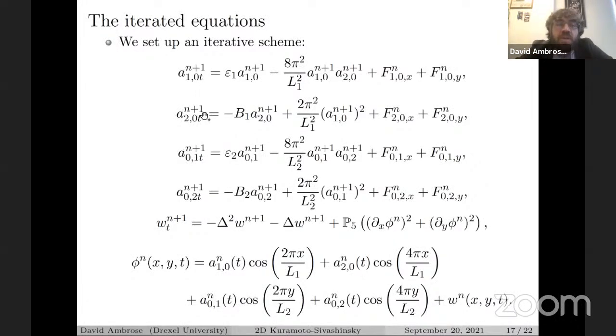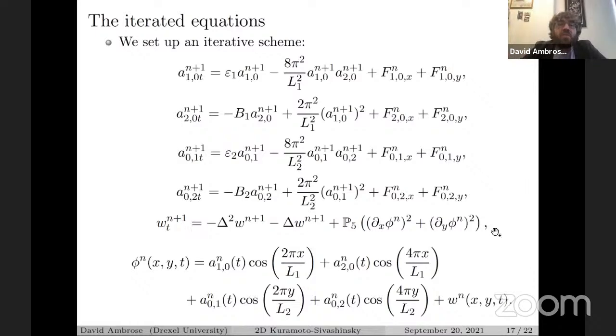I look at the evolution equations for the 5 components. I can write the evolution equation for A10. I get epsilon A10 minus A10 A20. That's the part that looks like the toy model. And then I get forcing from the rest of the Kuramoto-Sivashinsky equation. A20 looks like minus A20 plus A10 squared. That looks like the toy model. And then I have forcing and so on for the next 2 modes. And then W is just everything else. So P5 is the projection onto all the other. I have 4 special modes. P5 is the projection onto everything else.